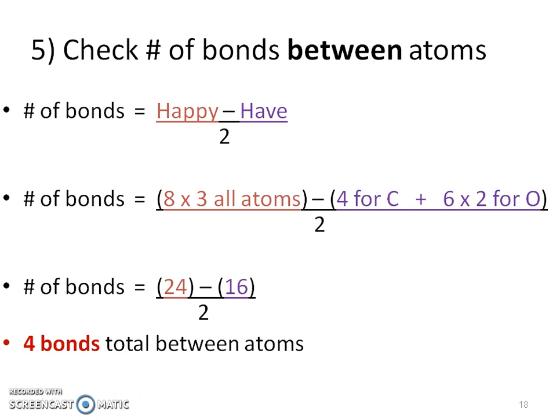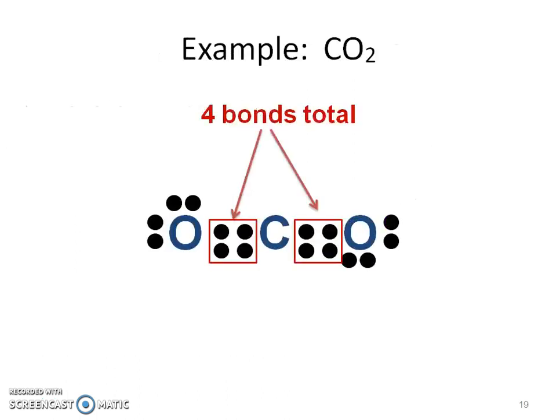So it's not 4 bonds all over the place, it's 4 bonds between the atoms. So this should make sense. We have 2 bonds here between the oxygen and carbon, 2 bonds here between the carbon and oxygen, so we have 4 total. Again, this works nicely with any structures that don't have any exceptions to the rule.